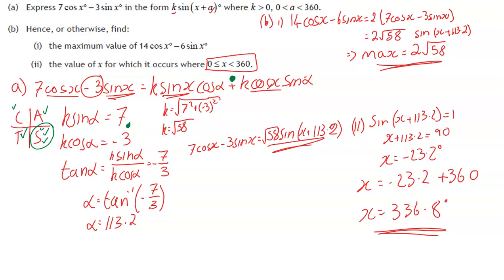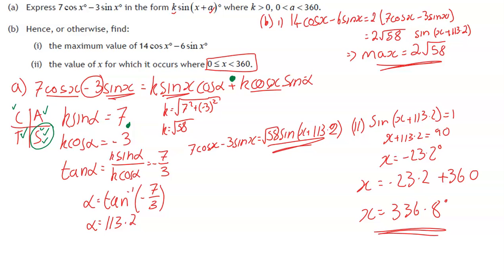If you don't write those two down, but you still go through and get the correct answer, your root 58 sine of x plus 113.2, you'll actually lose those 2 marks because you've not written them down. Seems crazy and it's insane to think, but that's the way it works.